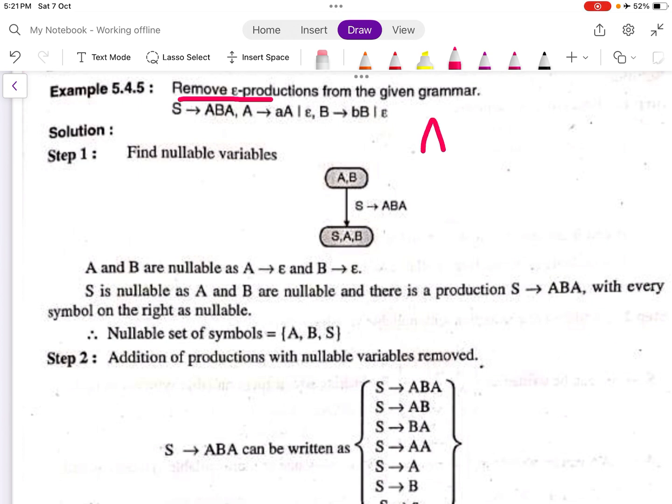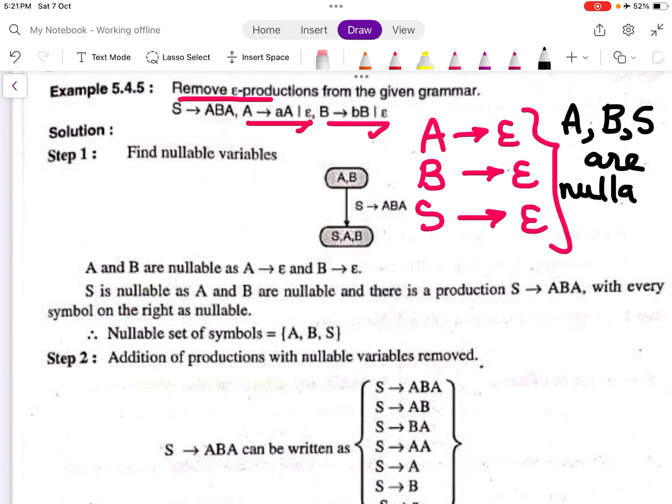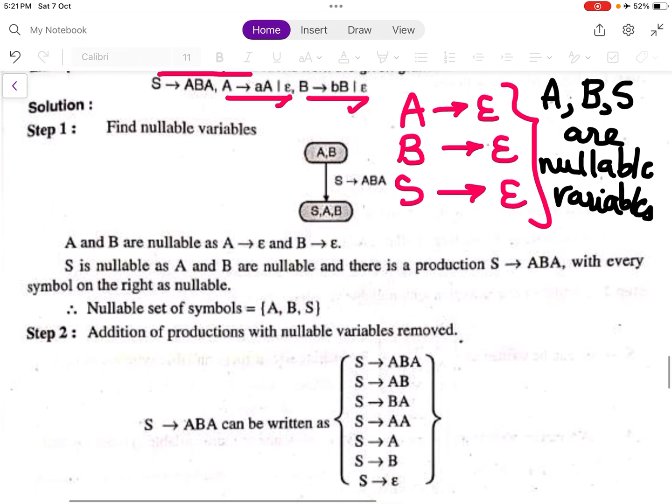First, to find the nullable variables, we see that A can be replaced with epsilon. Here you have epsilon. B can be replaced with epsilon. Because A and B can be replaced with epsilon, even S can be replaced with epsilon. So the conclusion is A, B, S are nullable variables.